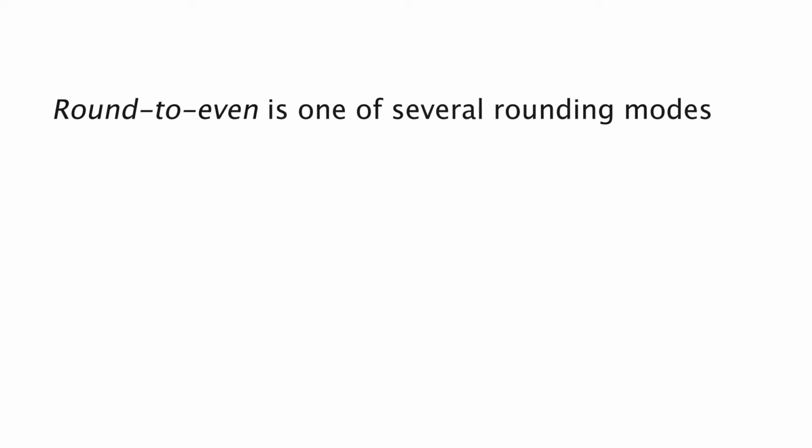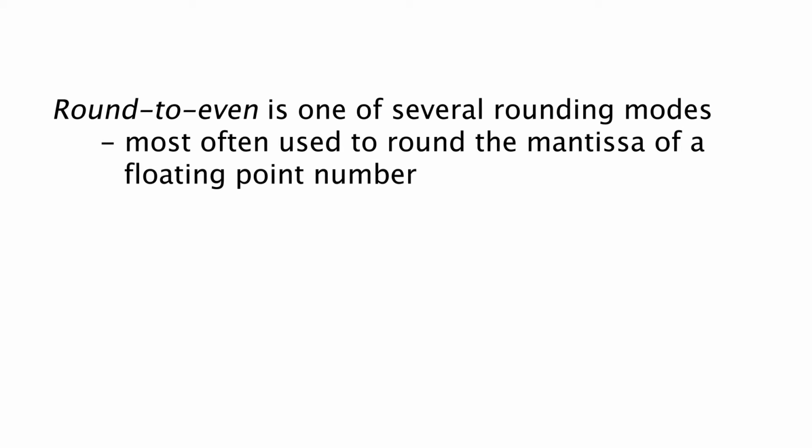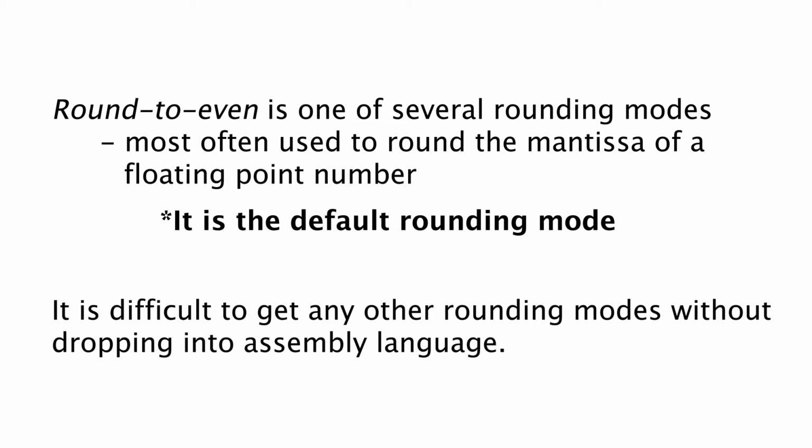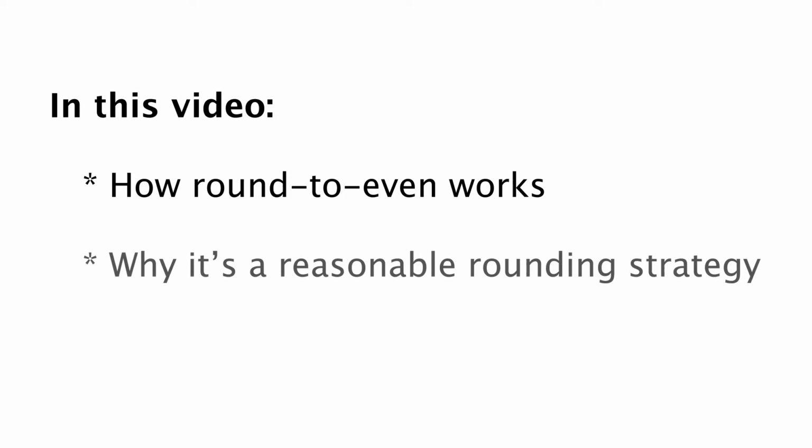Round to even is one of several rounding modes available on the x86. It's used most often to round the mantissa of a floating point number, and for that purpose it's the default. In fact, it's rather difficult to get any of the other rounding modes without dropping into assembly language. In this video, we'll explain how round to even works and why it's a reasonable rounding strategy.